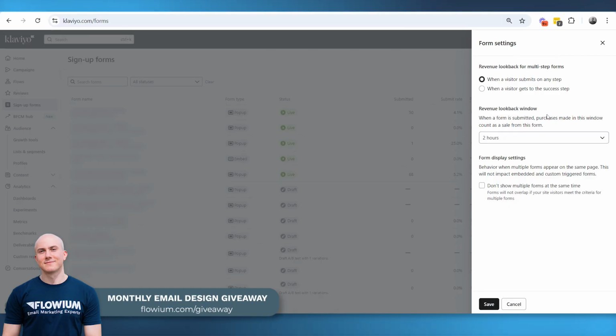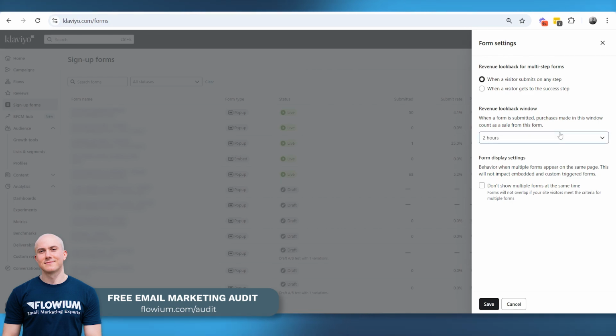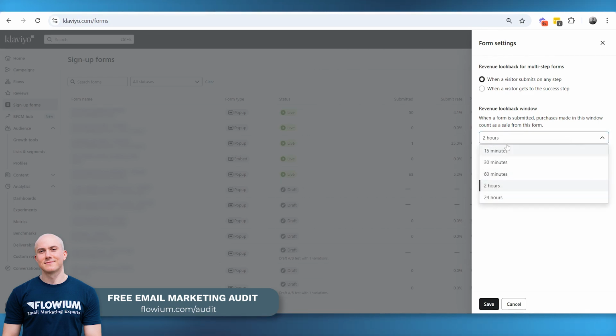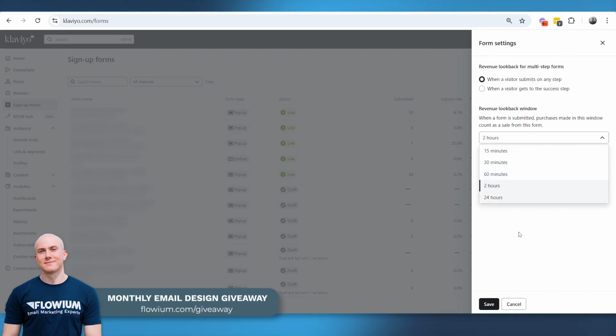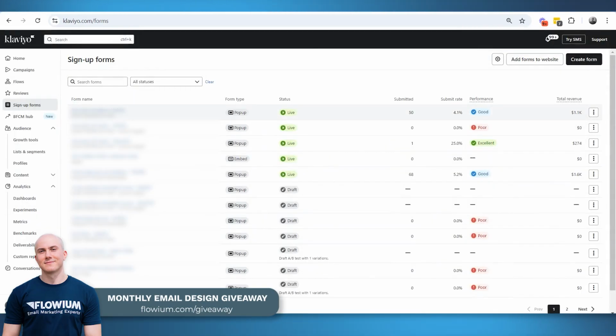Then there is the look back window. This is what I was saying before: when they submit the form, how much time we are giving them to buy, so we can count it toward the form. The basic setup, again, is 2 hours, but we have several options to change, and the biggest one that we can change to is 24 hours, and we have 1 hour, half hour, and 15 minutes. We can't do a manual setting. We can only pick one of these 5 options. Again, most of our forms are not relevant for revenue. We don't have them for revenue. We get them to gain subscribers, so the submitted rate would still be more important than revenue here.